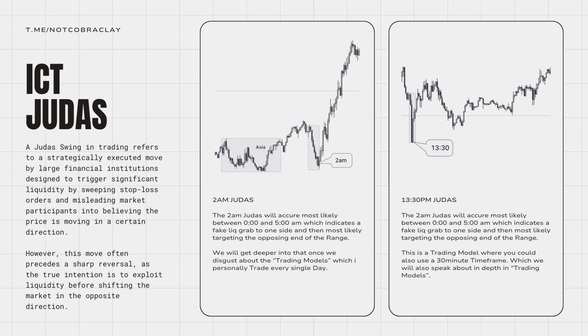Every single day is a new opportunity, and there are many pairs out there which can be traded. There's also the 1:30 p.m. Judas, as it's called. The 2 a.m. Judas will occur most likely between those times, and the 1:30 p.m. Judas will most likely occur at 1 p.m. to 3 p.m. This is a trading model where you could also use a 30-minute time frame, which we will also speak about in depth in the trading models.